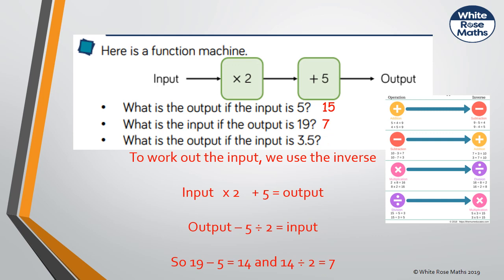Well, 3.5 times 2 is 7. 3 times 2 is 6, and then 0.5 times 2 is 1, so 6 plus 1 is 7. 7 plus 5 is 12, and so our output is 12.